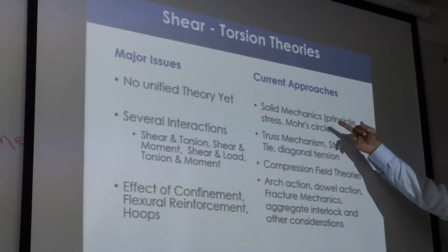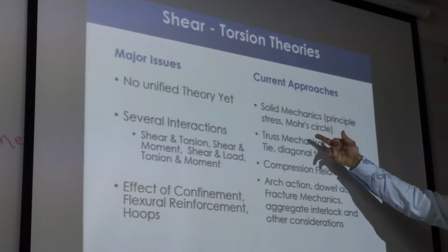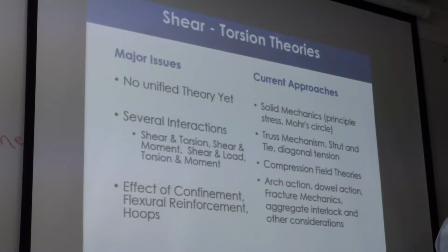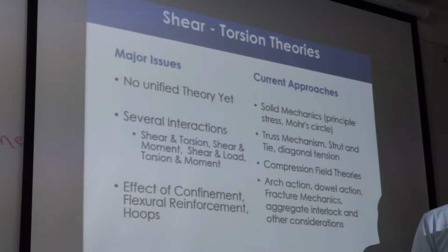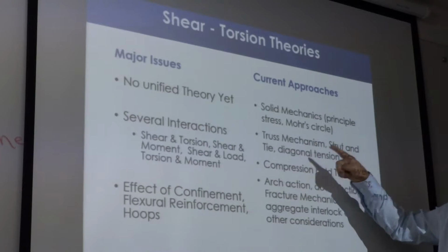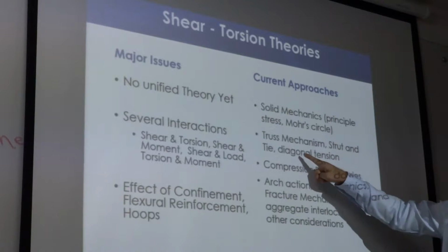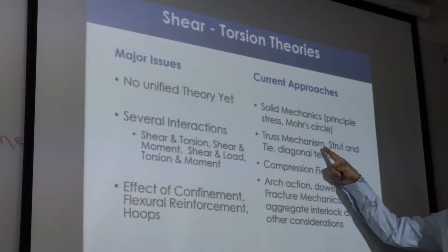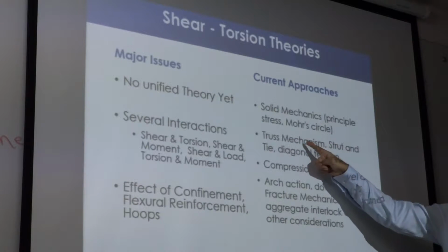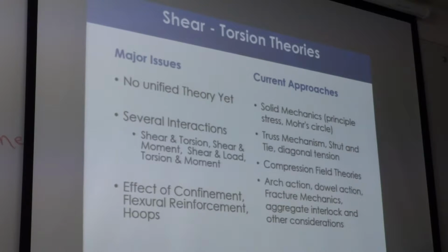Current approaches: solid mechanics approach, principal stress, Mohr circle. We will start with that. The first approach is assuming that the concrete is a solid, a single material, and we can use solid mechanics theories there. Second is truss mechanisms, strut and tie, diagonal tension models. We will talk a lot about these, especially later we will have a separate topic on this truss mechanism, strut and tie approach, right?